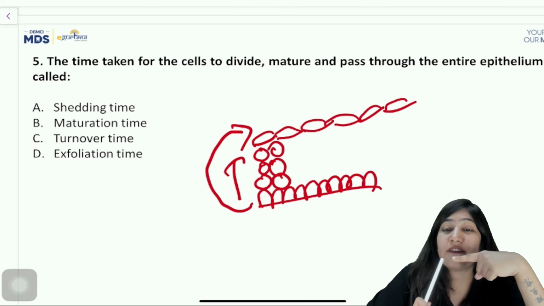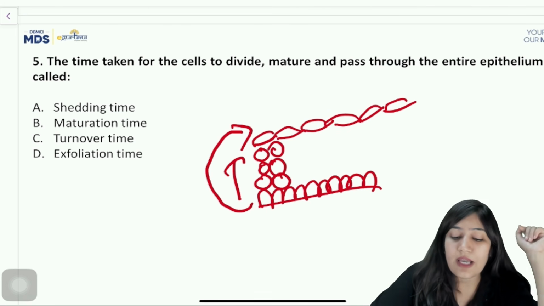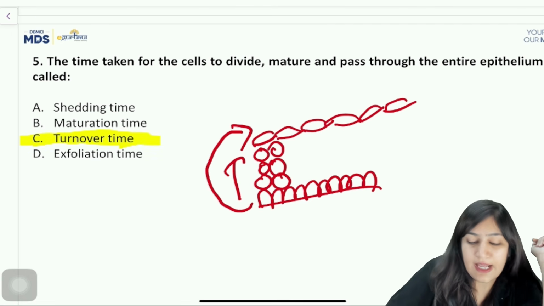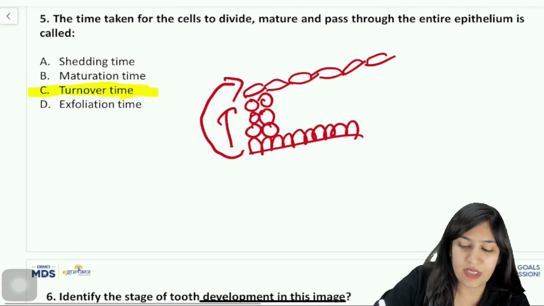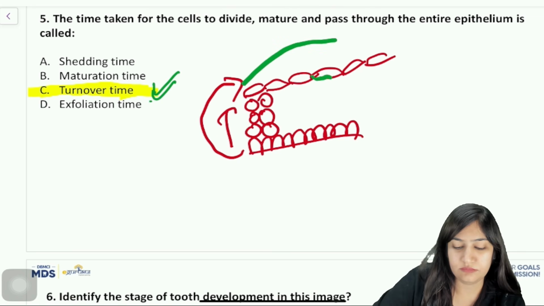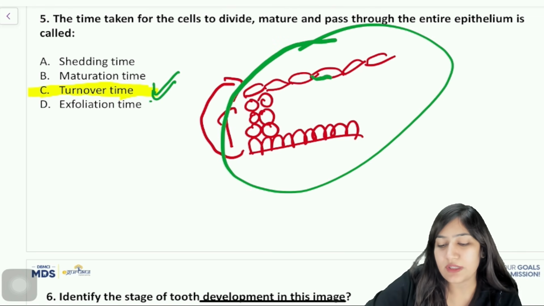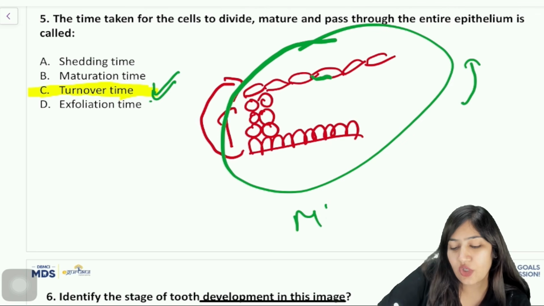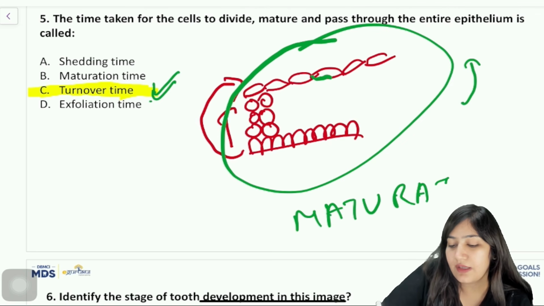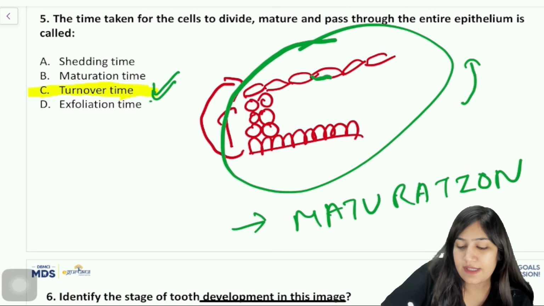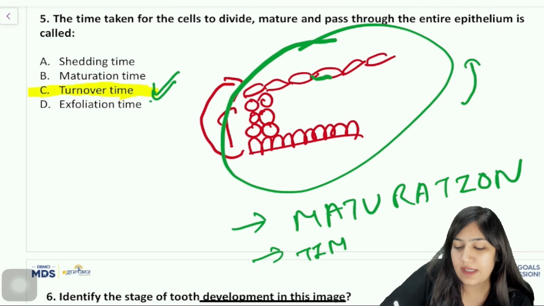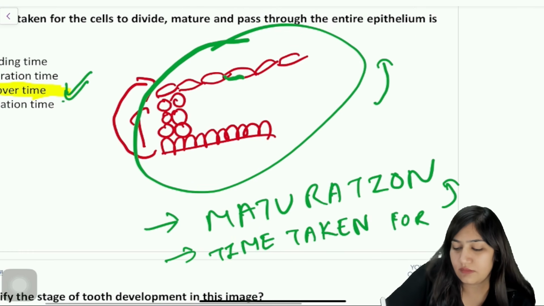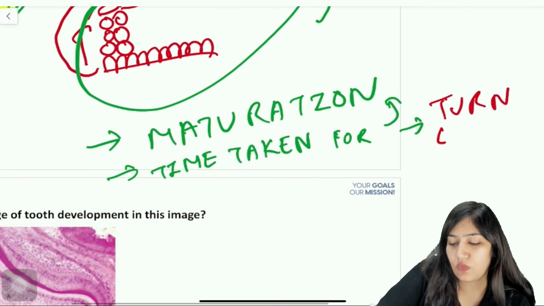and the time taken for this process is known as turnover rate. So turnover time is the correct answer here. So you can go with turnover time here. So don't get confused. The process of migration of the cells from the basal to the superficial layer is maturation, and the time taken for this process is turnover rate.